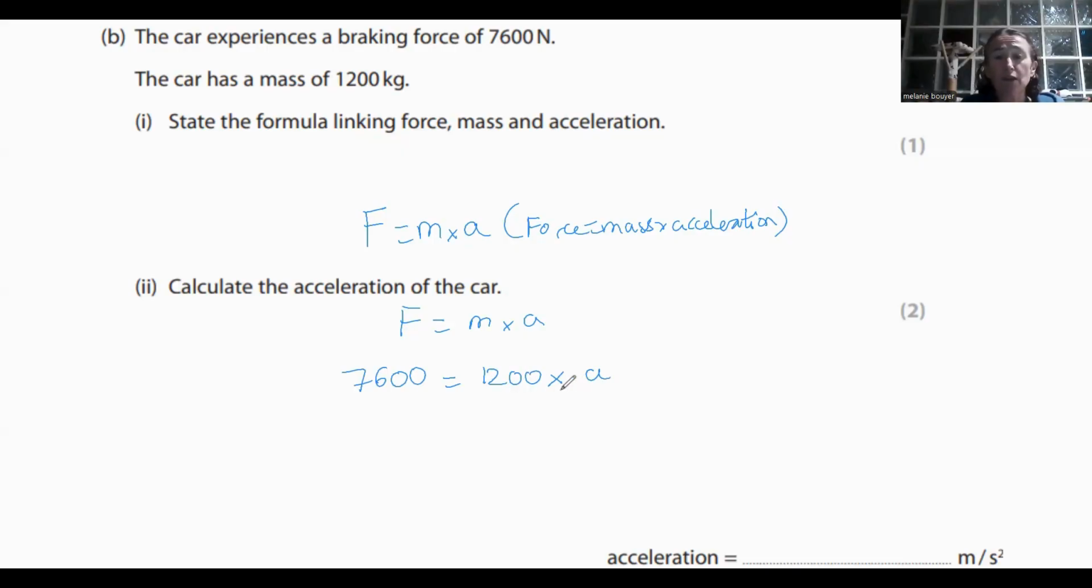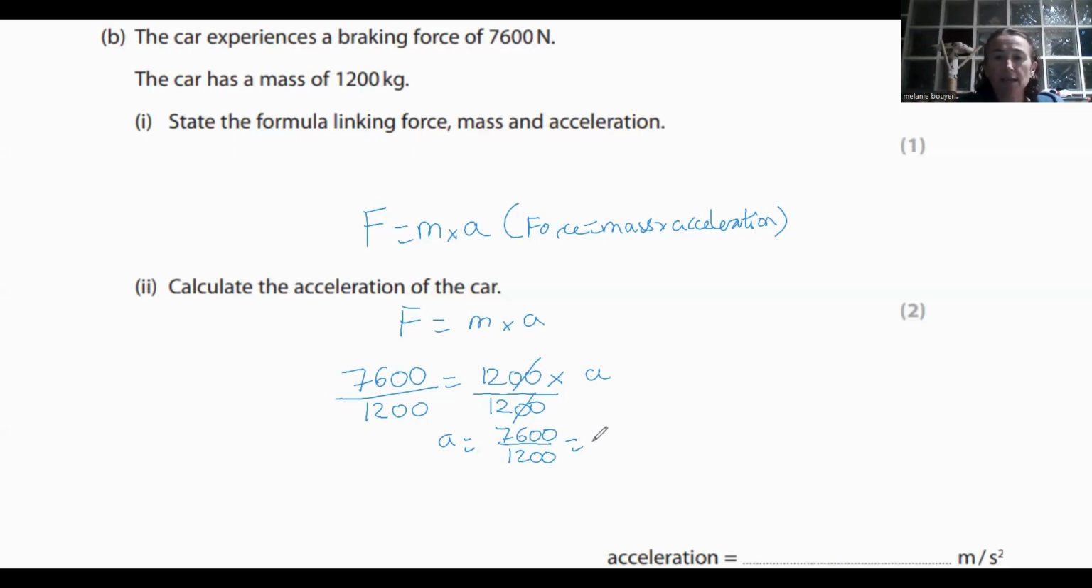And then we need to rearrange our equation. How do we do that? Remember, you can do anything to an equation as long as you do the same thing on both sides. Here, I want a to be the subject of my equation. So I'm going to divide that side by 1,200. So that's 1,200 divided by 1,200. But I need to do the same on the other side. That gives me a equals 7,600 divided by 1,200.